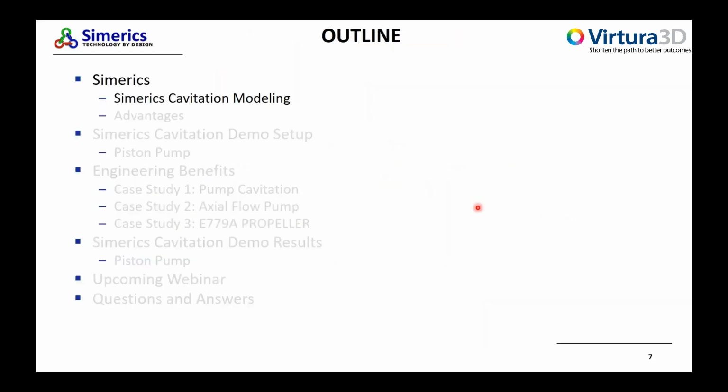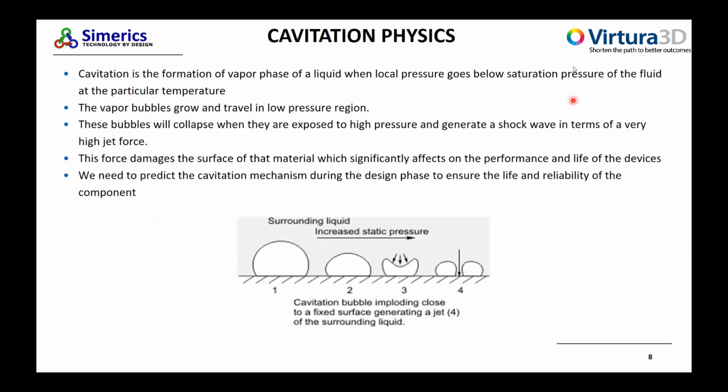Sorry. So the next part of this is the Simerics cavitation modeling. So let's talk about the cavitation physics briefly. Cavitation is essentially the formation of vapor phase of a liquid when the local pressure goes below the saturation pressure. This is at a particular temperature.